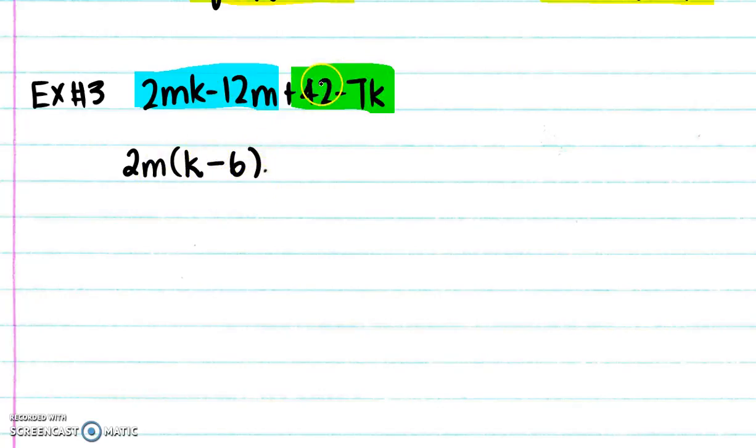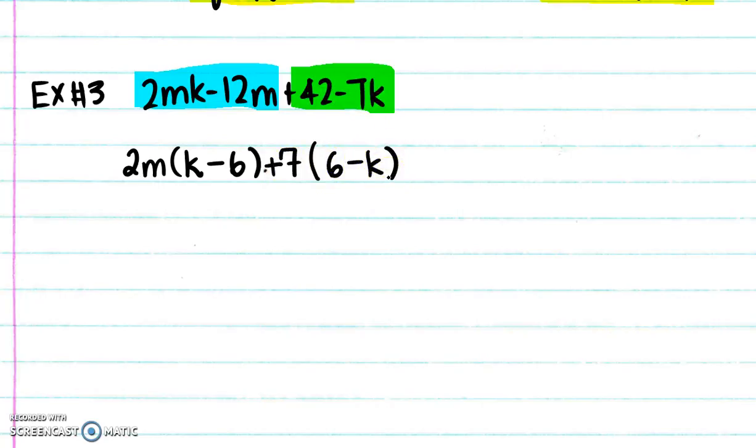The green pair of terms, I can divide 42 and 7 by a 7, and I will only need to take out a positive 7. 42 divided by 7 is 6. Negative 7k divided by 7 is negative k.